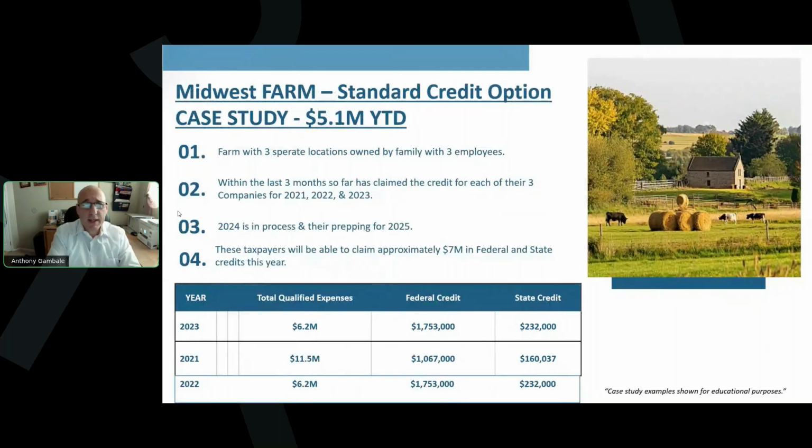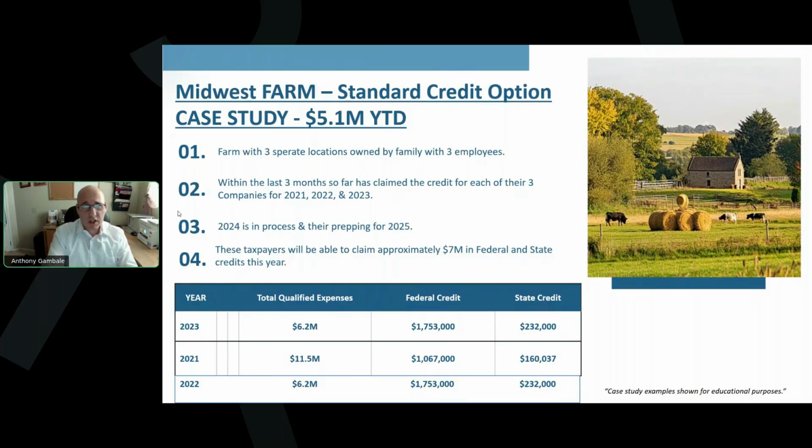Okay, so here is a Midwest farm. What I want you to pay attention to here is the number of employees. So if you're thinking, my business is just me, or me and my son, this happens to be a father and two sons. It's not about employee size. It's about what your business is, what it does, and what activities qualify for research and development.